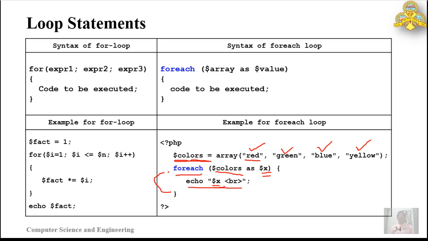In the next iteration, it goes to the next available element in the colors array. Whichever element is made available as the second element is extracted and displayed like this. This process continues until all the elements in the array are extracted. After that, it terminates its execution and the flow of execution goes to the next statement.